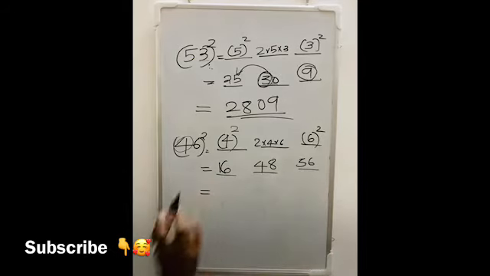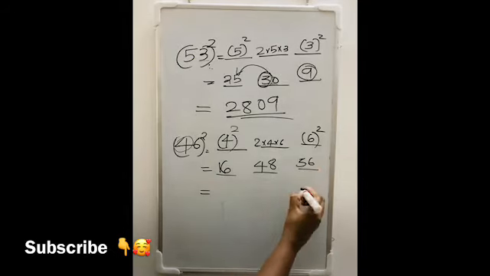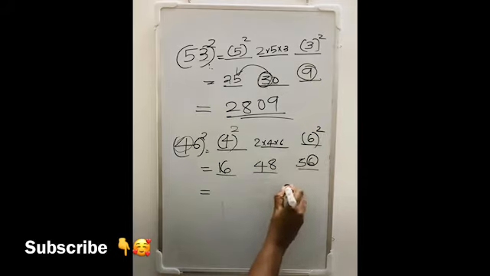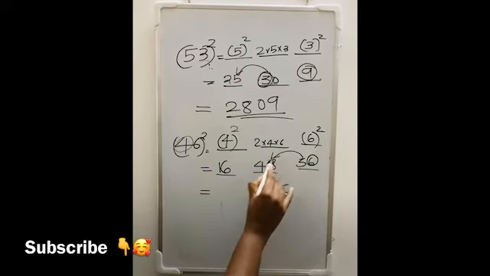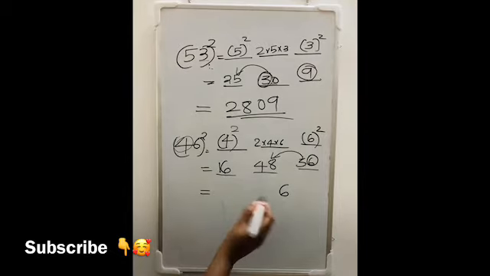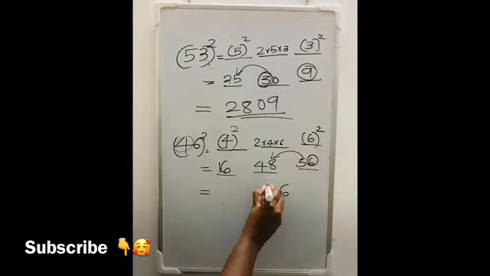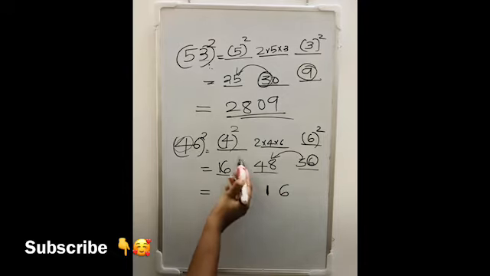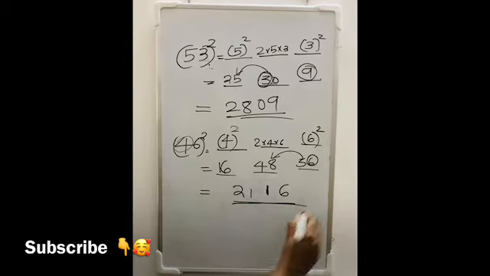These are the 3 parts. The last digit 6 will be the last digit of our answer. Then add the 3 with this 48. 48 plus 3 is 51. Just write the 1 of 51 here, and the remaining 5 add with this number: 16 plus 5 is 21. So 2116 is the answer. Just practice this, it's very easy.